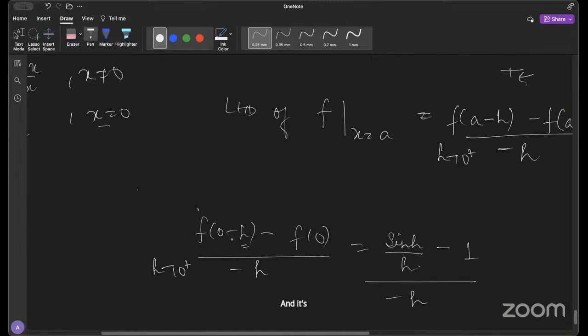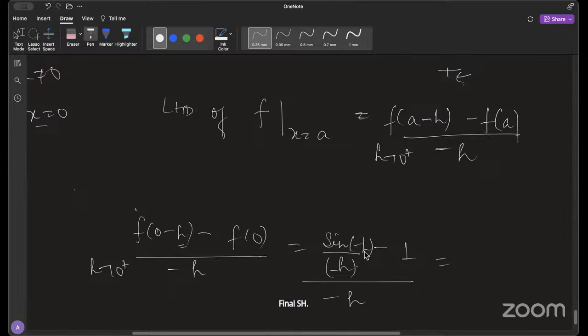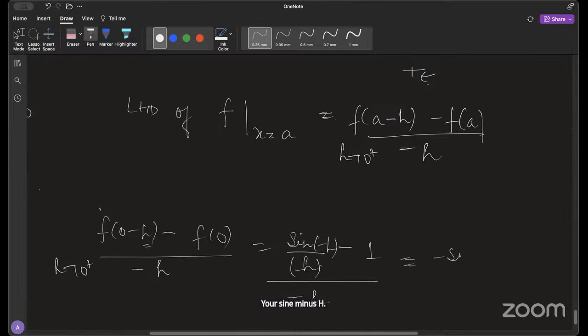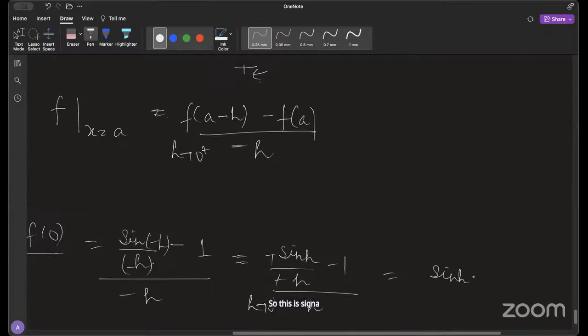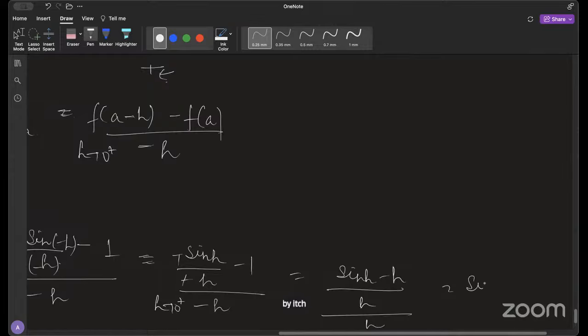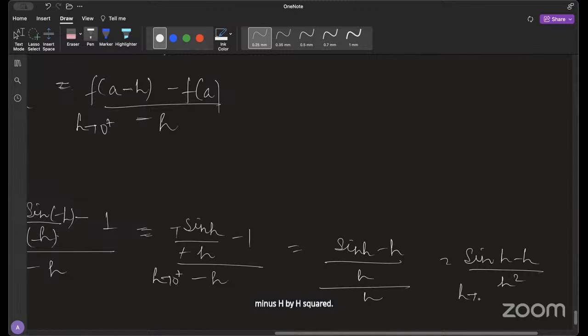Because it's minus h, you should have taken minus h here. Now your sin minus h is minus sin h only, and minus h. So these two get cancelled. You have minus 1 here. Minus h tending to 0 from the positive side. So this is sin h. We're just simplifying this expression, h by h. This is going to give you sin h minus h by h square, as h tends to 0 from the positive side.